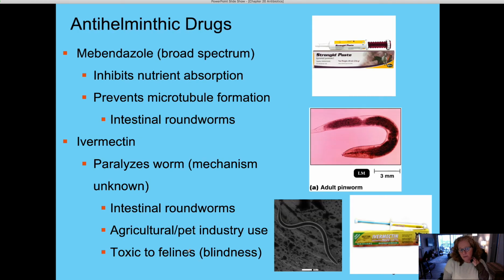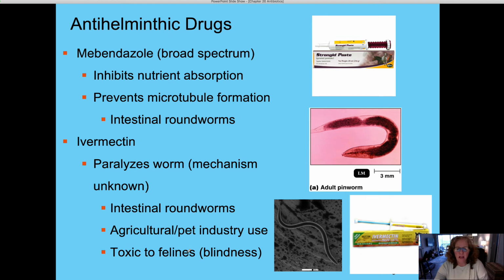Mebendazole is a broad spectrum paste that's used quite a bit for intestinal roundworms. It prevents them from being able to absorb nutrients, so it basically starves them out.